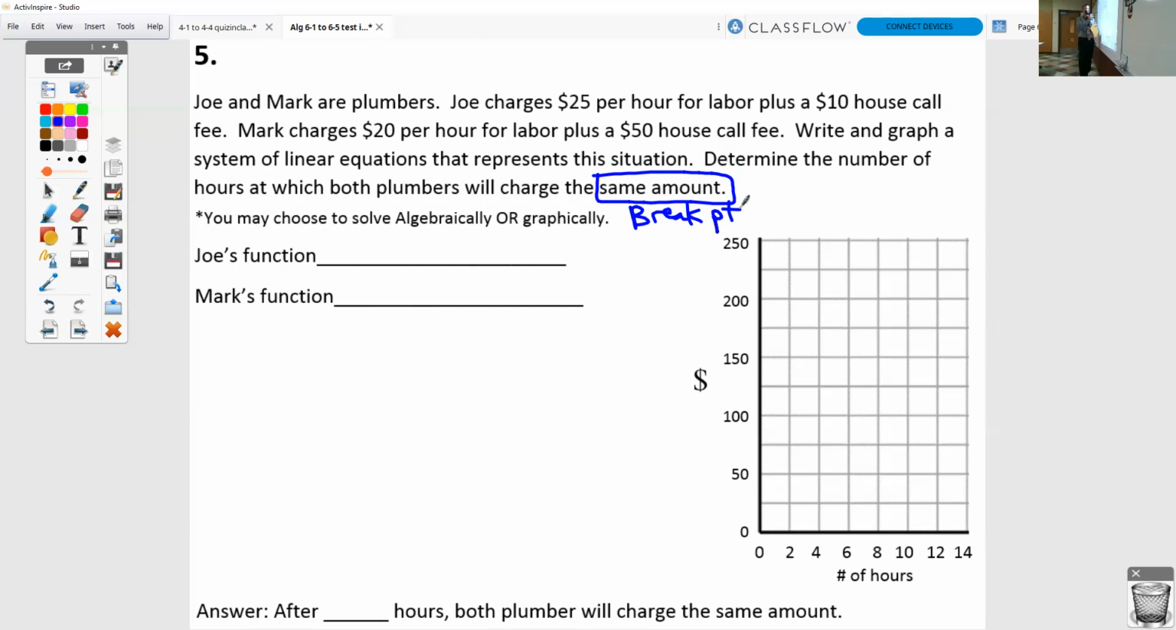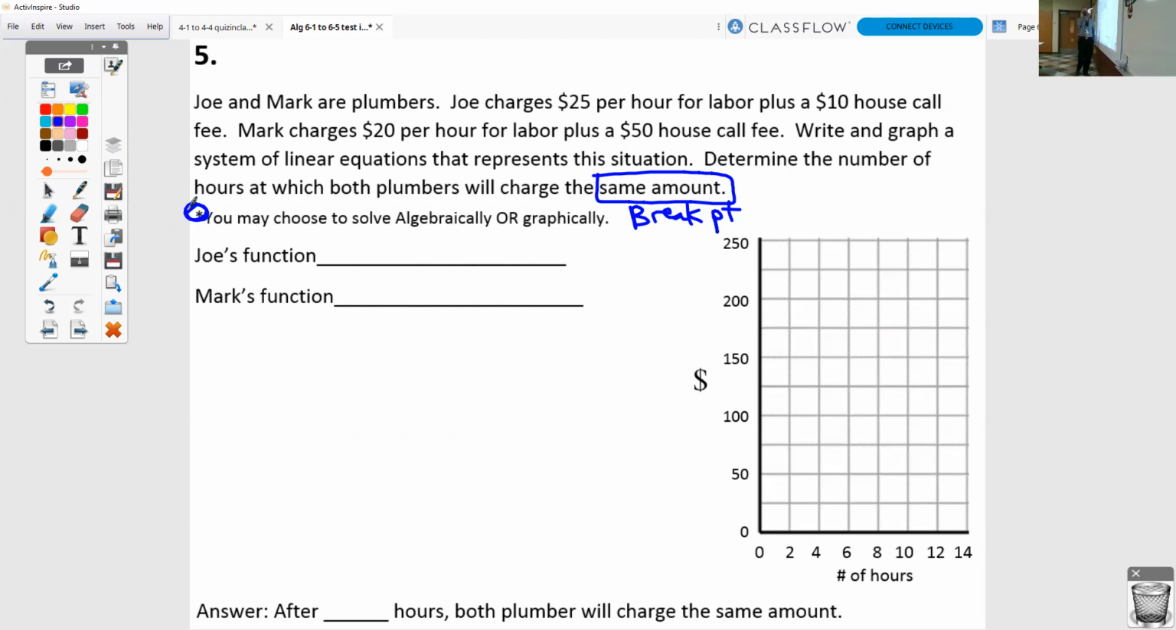So notice the little star here. It says you may choose to solve algebraically or graphically. You have your choice. Personally, I think it's easier to do this algebraically. But could you do it graphically? Yes, you have your choice. So the first thing that we need to do, no matter what, is we have to write the function for both of them. No matter which way you do it, you got to write the functions, because if you do it graphically, you need to know what to type into your y equals.